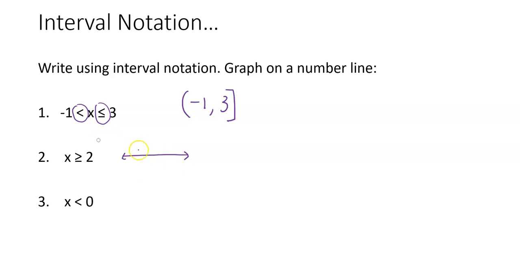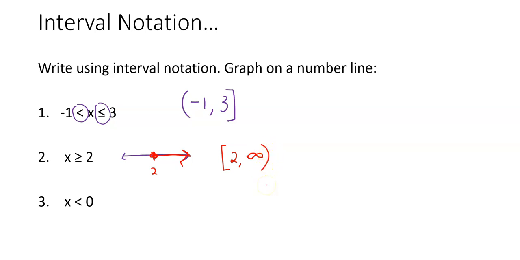If we go to graph this on a number line, if this is 2 right over here, greater than or equal to 2 is every value from 2 to the right of 2. Now, how do I write that in interval notation? Well, we're including the 2, and then we're going to the right as far as possible. How far? Well, infinitely far.